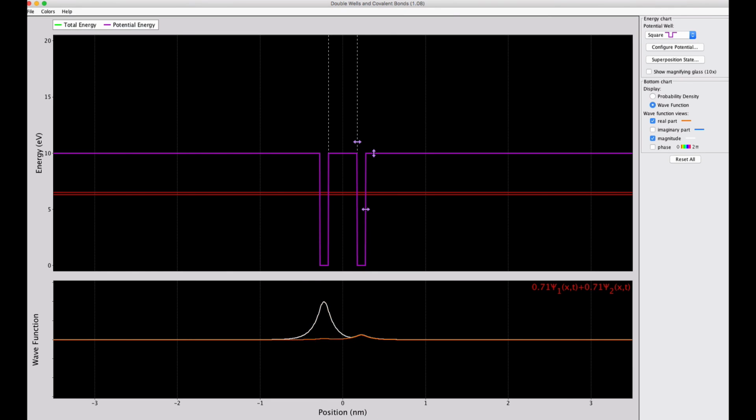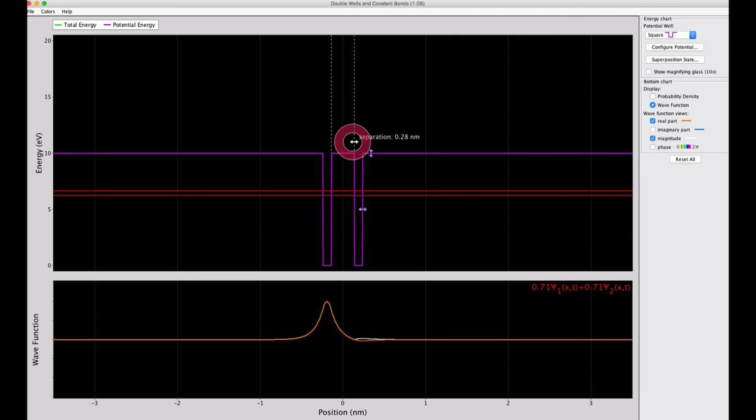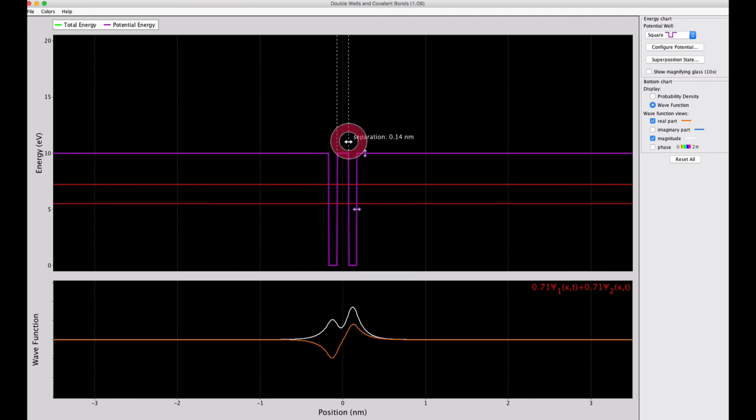So when you run the simulation, what you find is that these two wells are actually coupled together, and the electron can slosh from one well to the other, just like energy sloshing from one mass to another. It's exactly the same sort of physics. If we make the wells closer together, then the energy sloshes backwards and forwards faster because we've increased the coupling rate.